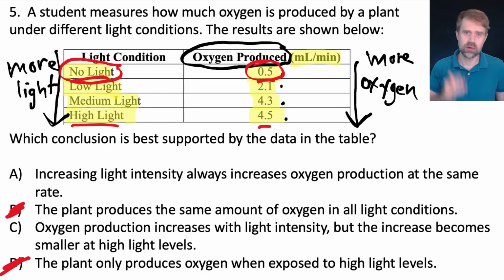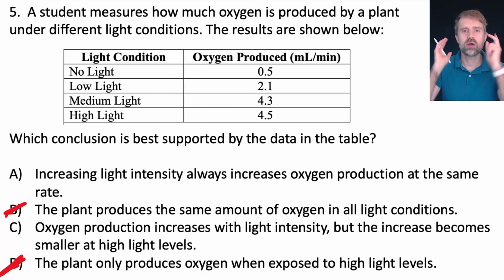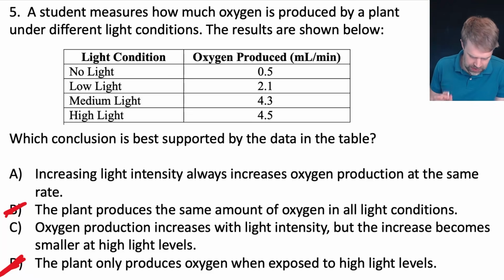I'm going to clean this up so we have a little more room. Remember, we eliminated B, we eliminated D. Now we know two of them are totally wrong. Now let's go back and think through A and C. A. Increasing light intensity always increases oxygen production at the same rate. This is trickier. Let's look at what this means. This means we go increasing oxygen production at the same rate.